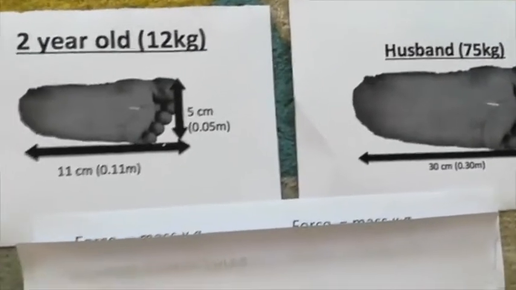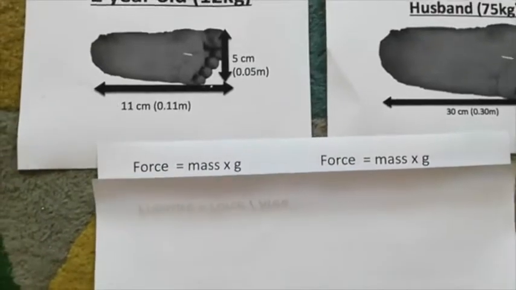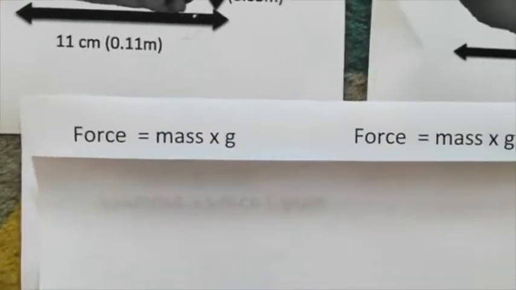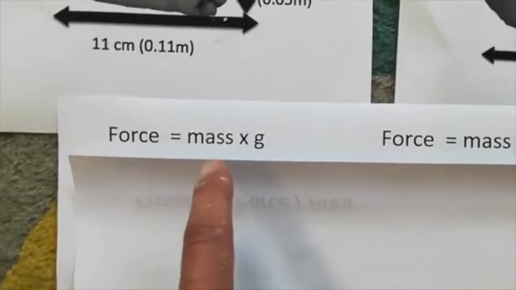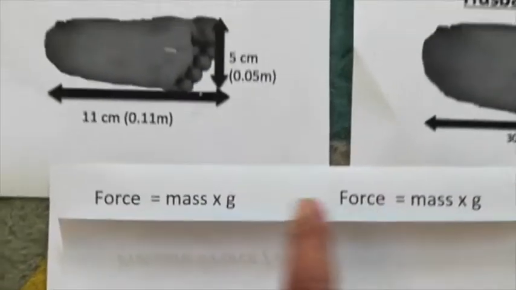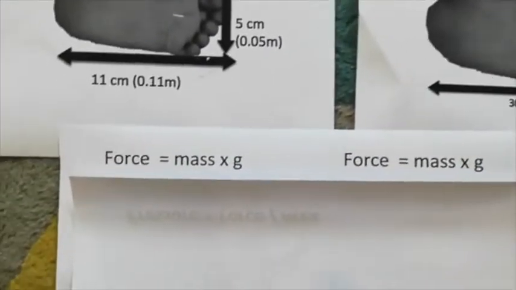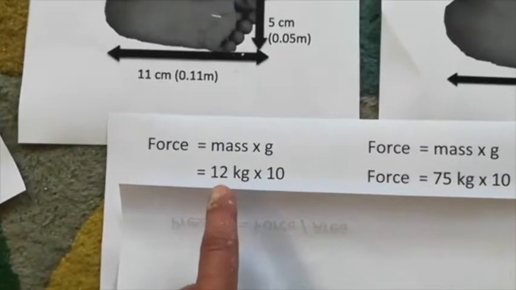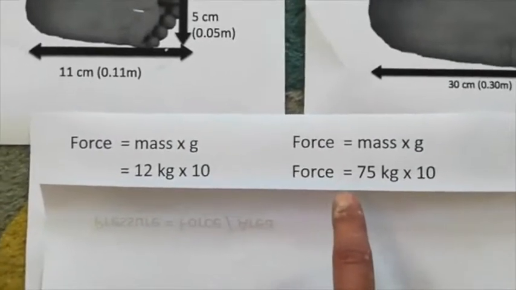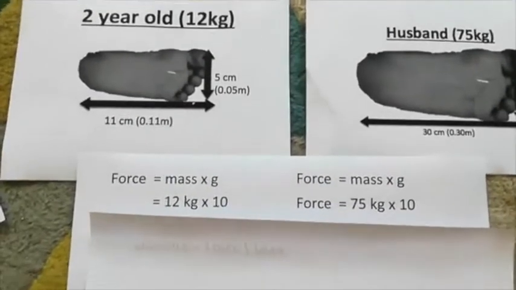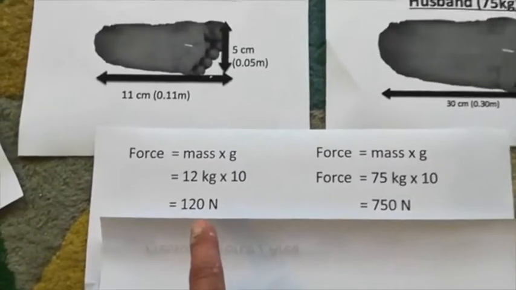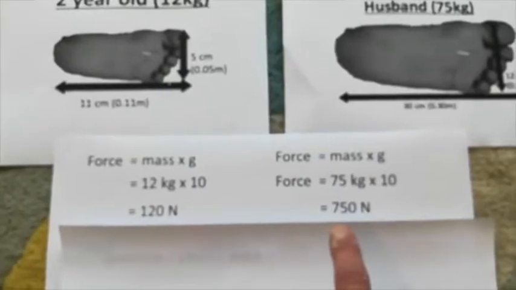Okay, so first of all, good practice for your GCSEs, you write out your equation. Pressure is force divided by area. So, let's work out the force first. Well, we learned earlier that force is mass times little g, and both my 2-year-old and my husband live on Earth, so g equals 10. So, for my daughter, the equation is 12 times 10, and for my husband, it's 75 times 10. So the force that they're pushing down with is 120 newtons for my daughter and 750 newtons for my husband.